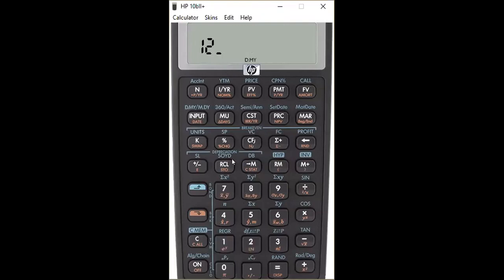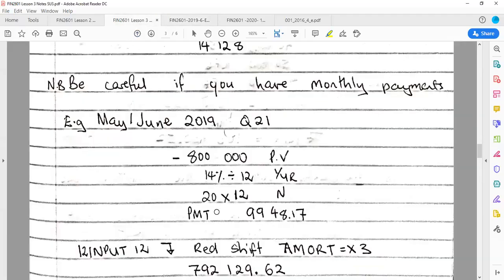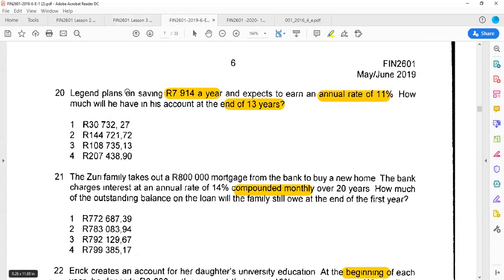So we input 12, and then we press the red shift button for amortize. Then we go there. So it tells us the 12th payment, which is at the end of the first year, equal to, this is the principal, this is the interest, and the balance on the loan is 792,129.62. Okay. So please be careful of that. So the answer there would be option 3.